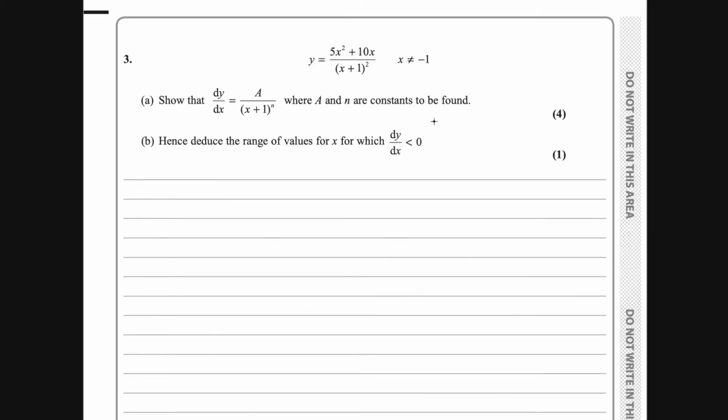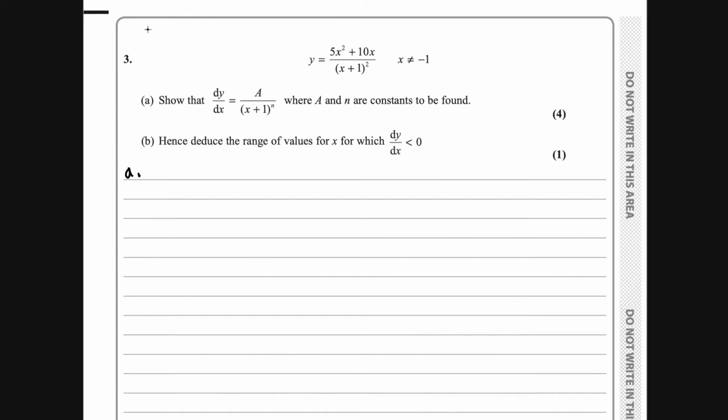In question number 3, we have got that y equals 5x squared plus 10x over x plus 1 squared. So we've got an x function on the numerator of this fraction and an x function on the denominator of this fraction. And for part A, we are asked to find the derivative of this. So what we know is that where we've got an x function on the numerator and an x function on the denominator, we'll have to apply the quotient rule of differentiation.